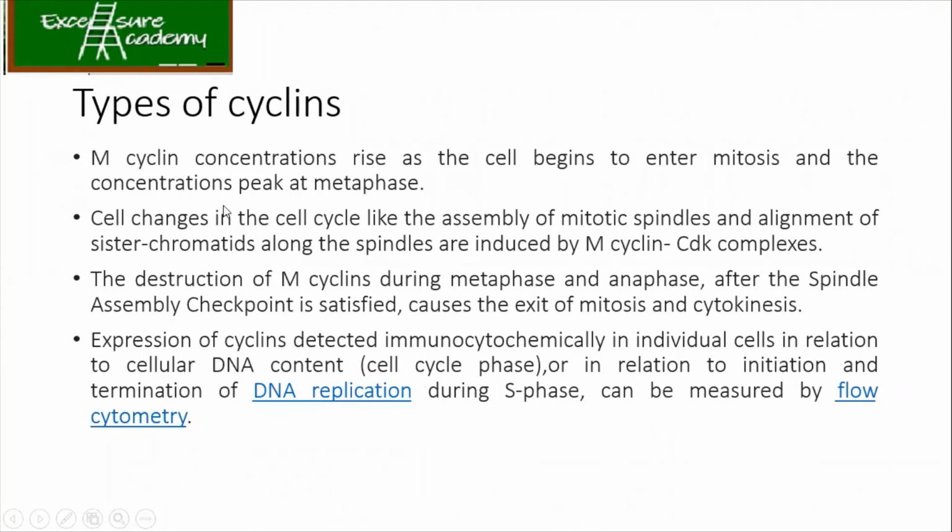Now coming to the M cyclins. So now the M cyclin concentration is increasing. It is entering the mitosis. So changes in the cell cycle like the assembly of mitotic spindles and alignment of the sister chromatids, all this is done by the M cyclin-CDK complex. The destruction of M cyclins during the metaphase and anaphase, after the spindle assembly checkpoint is satisfied, is causing the exit of the mitosis and cytokinesis.